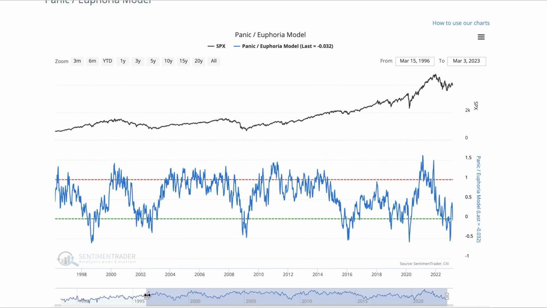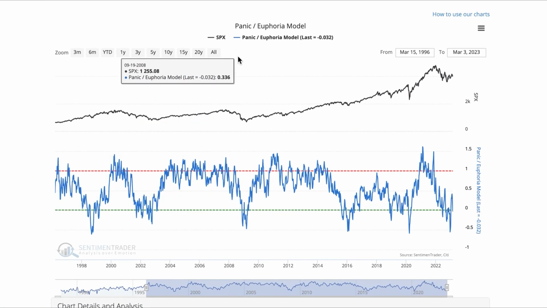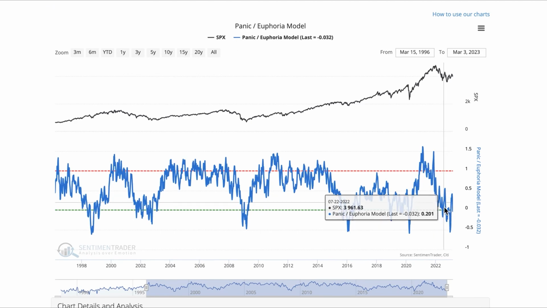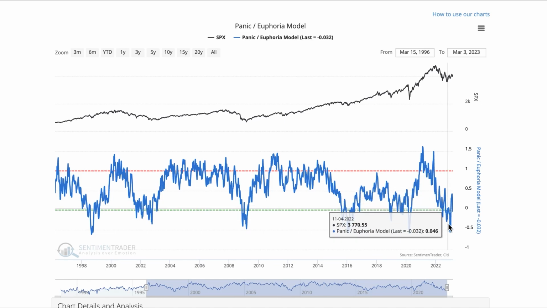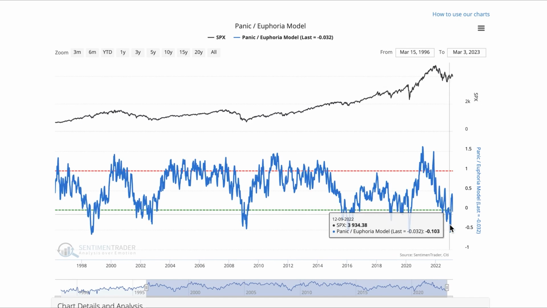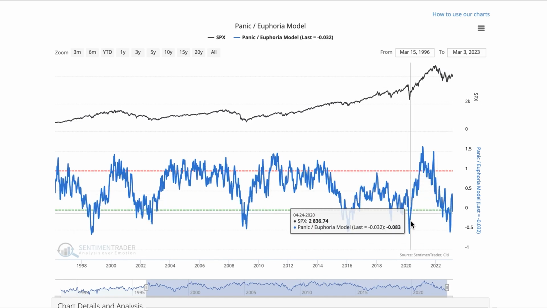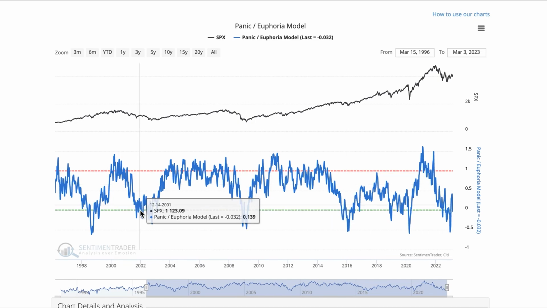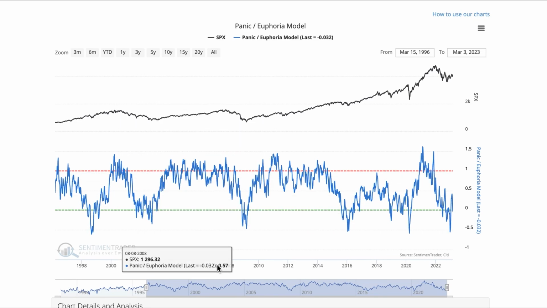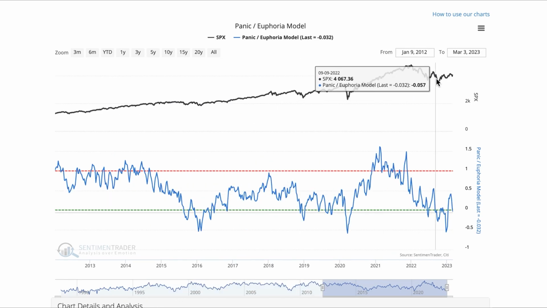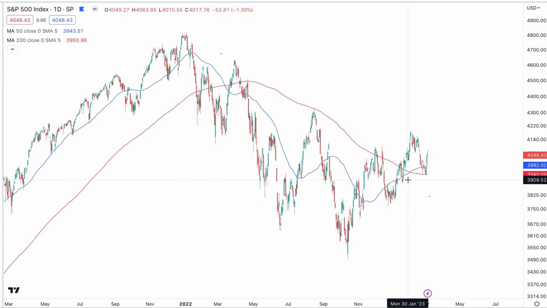At the same time, you've got indicators like the panic euphoria model that is coming off very bearish, very extended levels here that we saw as the markets were bottoming in October of 2022. Sentiment was the most bearish it's been since the COVID crash, before that 2015, before that 2009, and then the dot-com bear market. So it looks like this period of volatility that we've seen throughout 2022 is behind us. That momentum is coming back into the market and skies are clear from here.